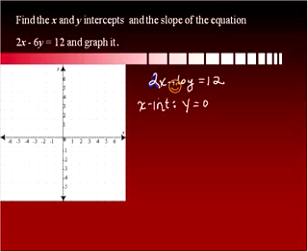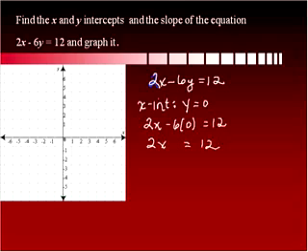So what we're going to do is we are going to replace the y value here with 0. So what we'll have then for this equation is 2x minus 6 times 0 equal to 12. So we replace the y value with 0 and we solve for x. So we get 2x, 6 times 0 is 0, so we have 2x equal to 12. Divide both sides by 2 and we get x equal to 6. So the x-intercept is located at 6, 0.